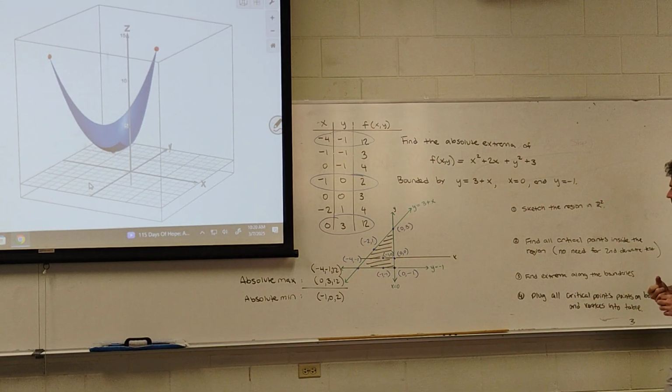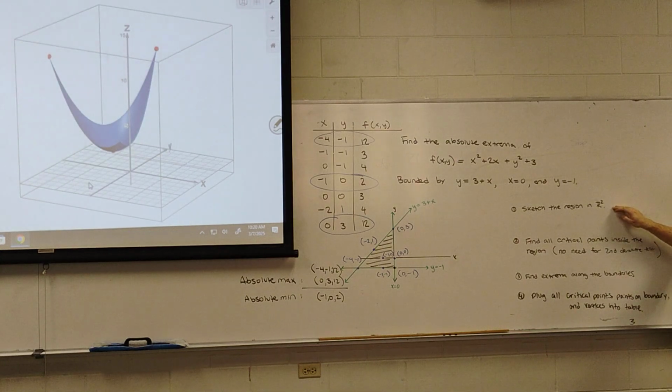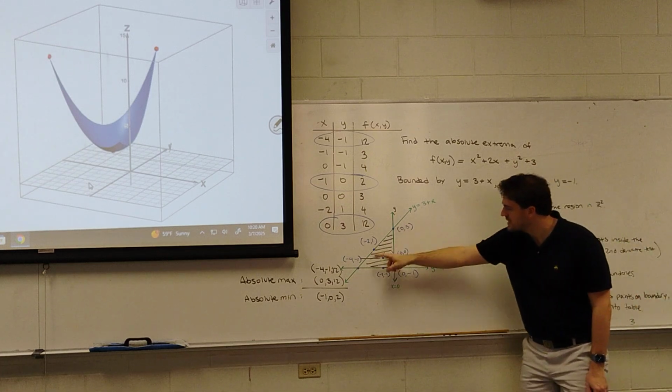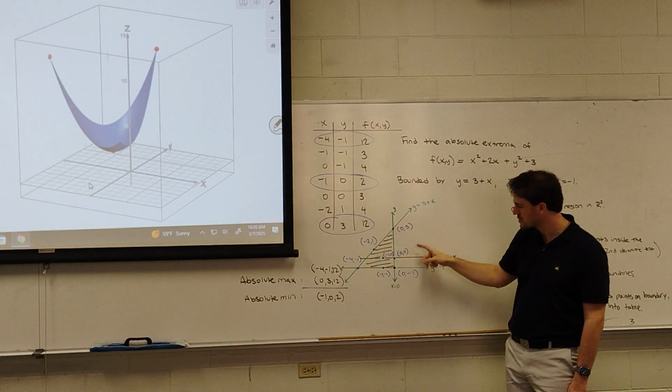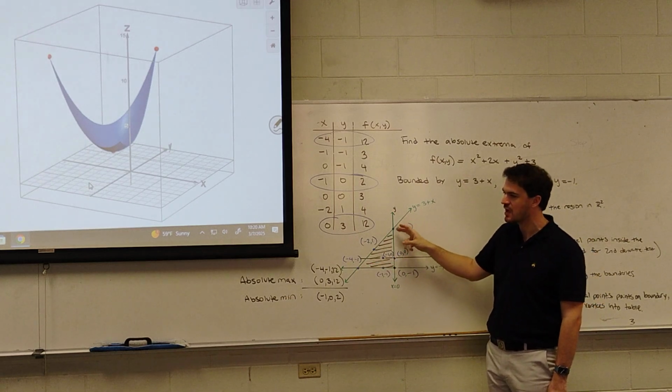So sketch the region in R2. Make it a nice, clean sketch. Because as we see, you're going to be labeling points along the way. So try to draw things to scale, straight, and neat, if possible.